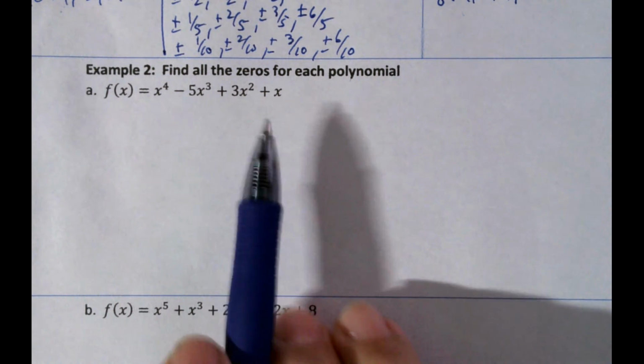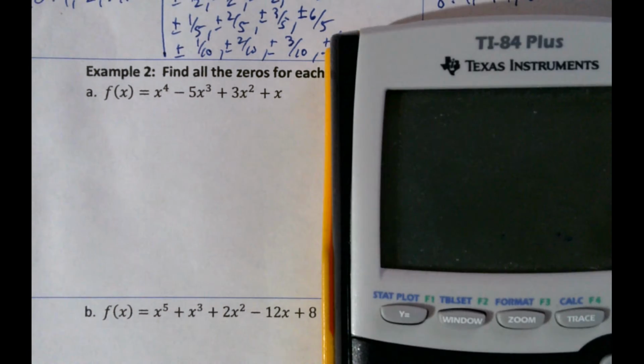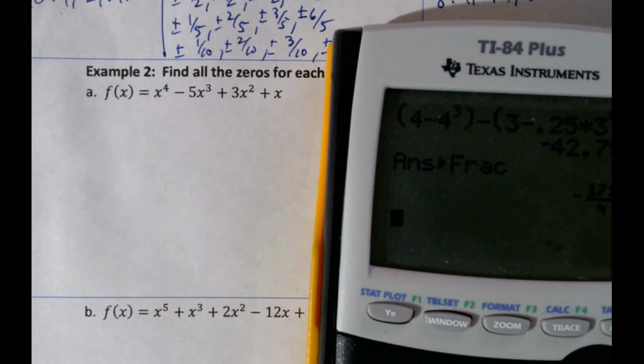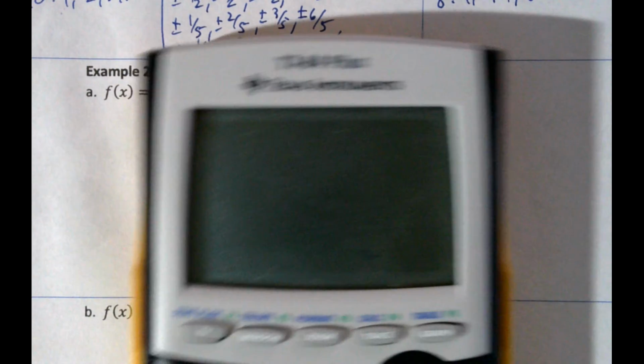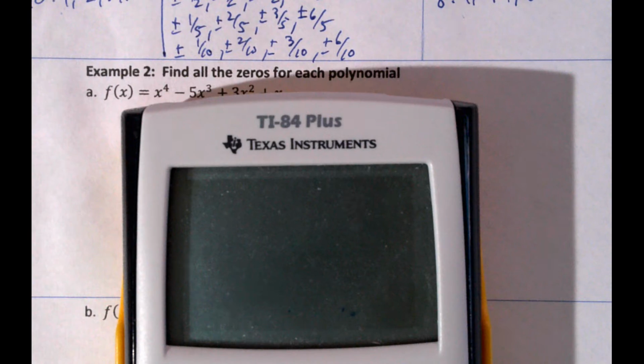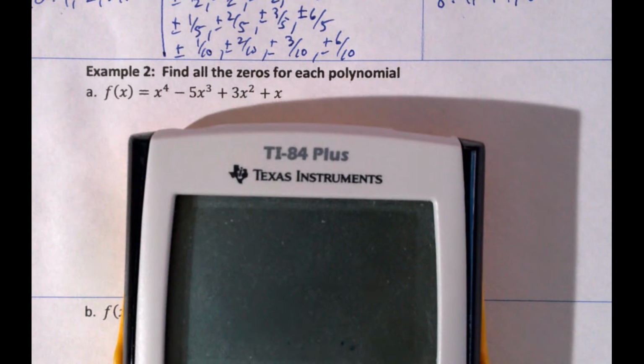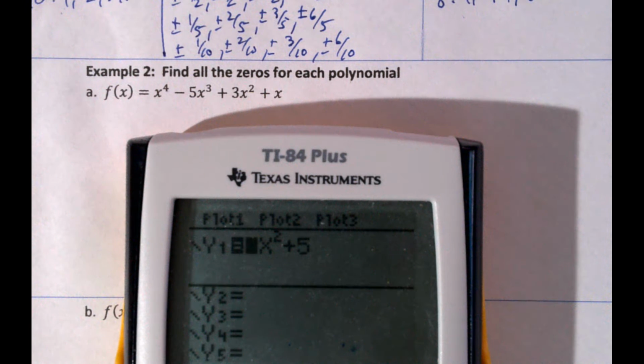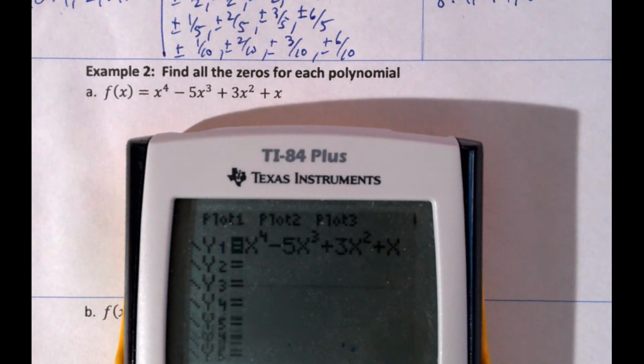All right, and we're going to do this on the calculator. Hopefully this is dark enough or light enough. All right, so I'm going to just put this in the calculator. All right, you can use decimals, but I have no way of recording decimals on here, so I'm going to use calculator. Y equals, let's put that in there, x to the 4th, minus 5x cubed, plus 3x squared, plus x, enter, graph.